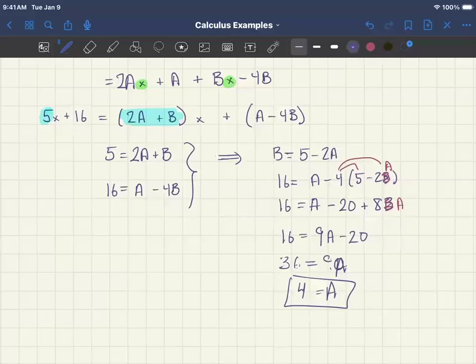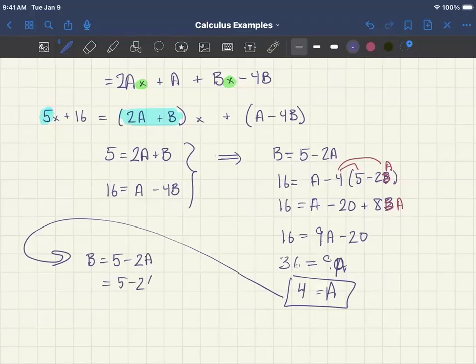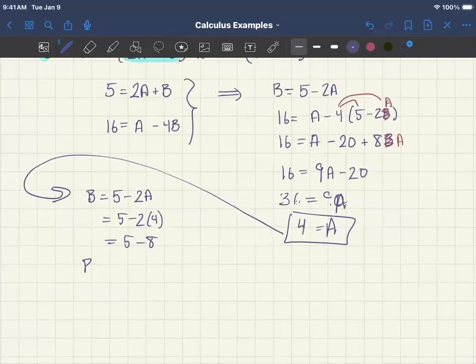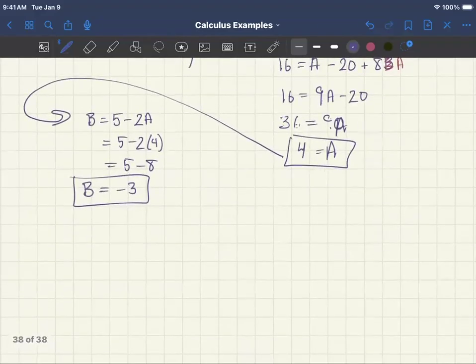Let's pop that back in. I'm going to go over here. We have b is equal to 5 minus 2a. So we are going to take 5 minus 2 times 4, which is 5 minus 8. So that's going to give us b is equal to negative 3. All right, now that we have our a and b set up, we can put that into our integral.